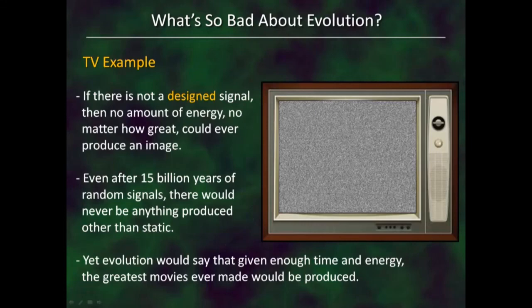But no amount of energy, no matter how great, could ever produce an image. Even if you left this TV on for 15 billion years and let this static just do what it's going to do, evolutionary theory would say, well, sooner or later, these little pixels on the screen would eventually randomize in such a way that would produce at least some image somehow. But given enough time and energy, that's just not the case. You'll never see any kind of image coming out of the static like that.